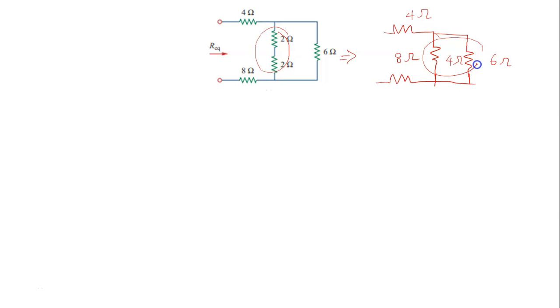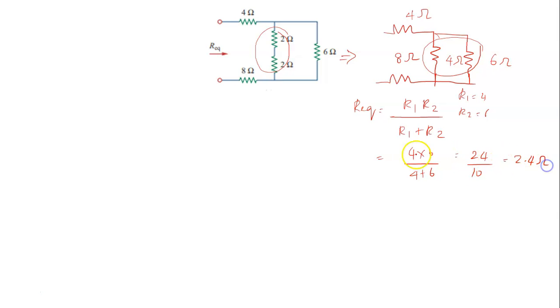These two resistors are in parallel. For parallel, the formula is R equivalent is equal to R1 R2 divided by R1 plus R2. R1 we are taking as 4 ohm and R2 as 6 ohm. 4 into 6 divided by 4 plus 6, that is 24 by 10. So we consider it as 2.4 ohm. This circuit will be redrawn.